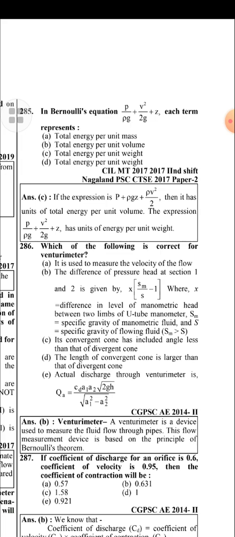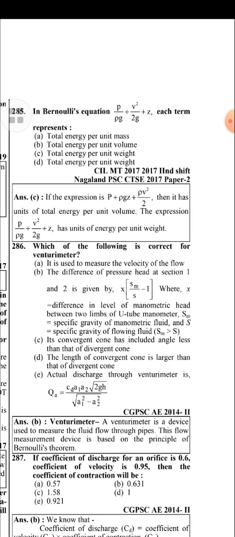Bernoulli's equation: P by rho g plus V square by 2g plus z, each term represents the total energy per unit weight. If the expression is P plus rho g plus P by rho g, P by rho g plus V square by 2g plus z, then it is the unit of total energy per unit volume. The expression P by rho g plus V square by 2g plus z has the unit of energy per unit weight.